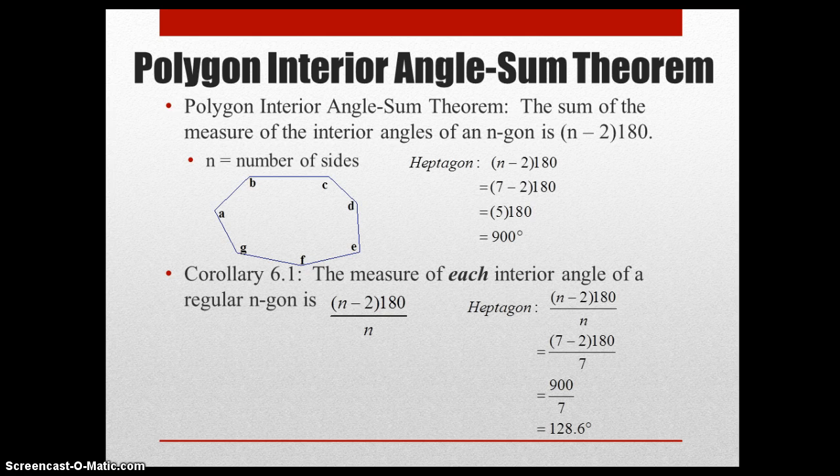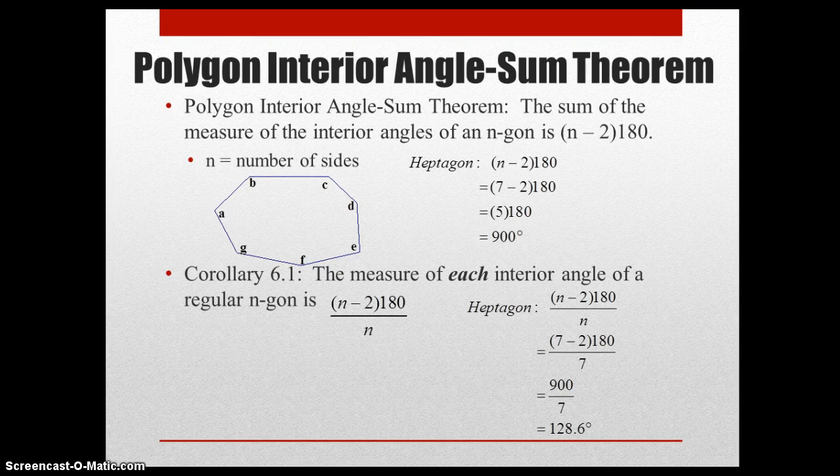And this should make sense. If the polygon is regular, meaning all the angles are the same, not in our example above, but one where all the angles are going to be equal, if I take the sum of the angles and divide it by the number of sides, which is going to be the same as the number of angles, it's going to tell me how much each angle is.